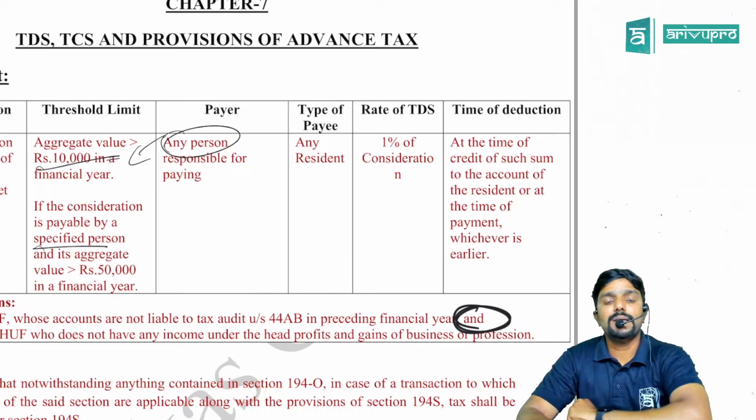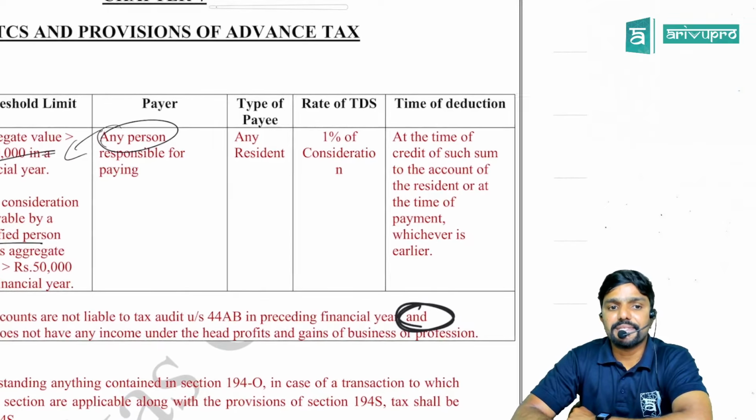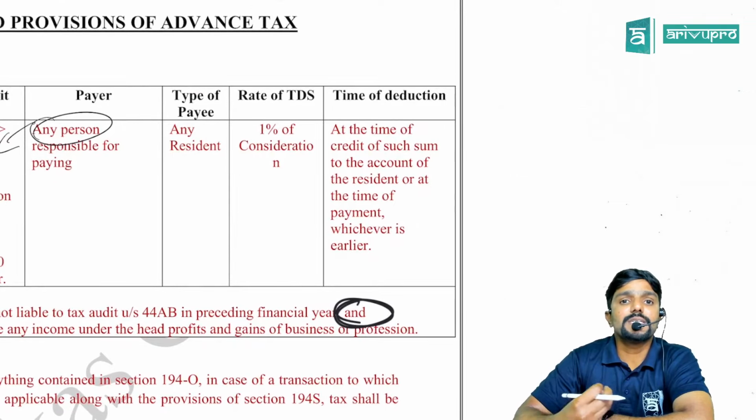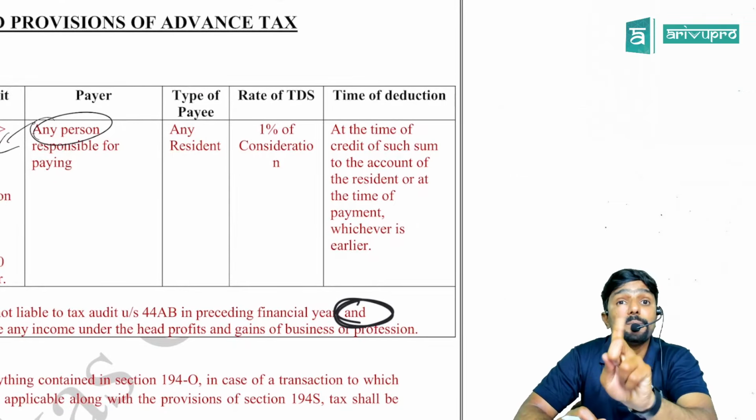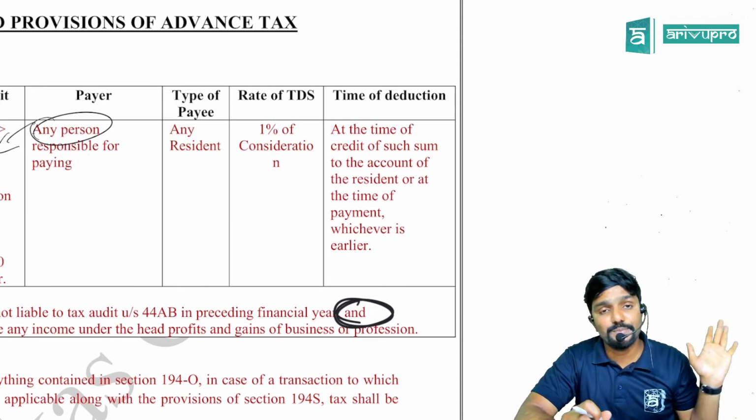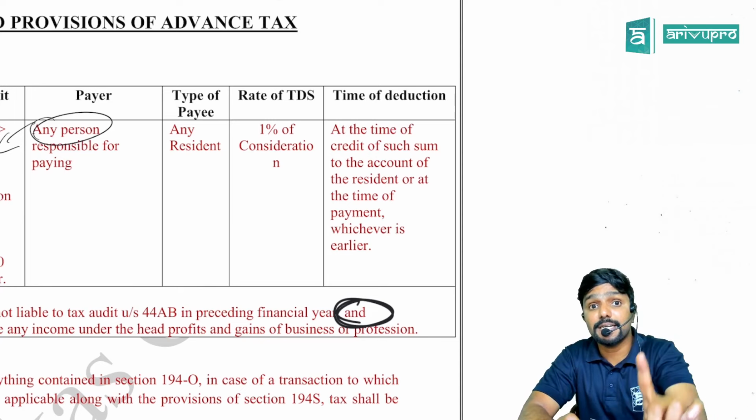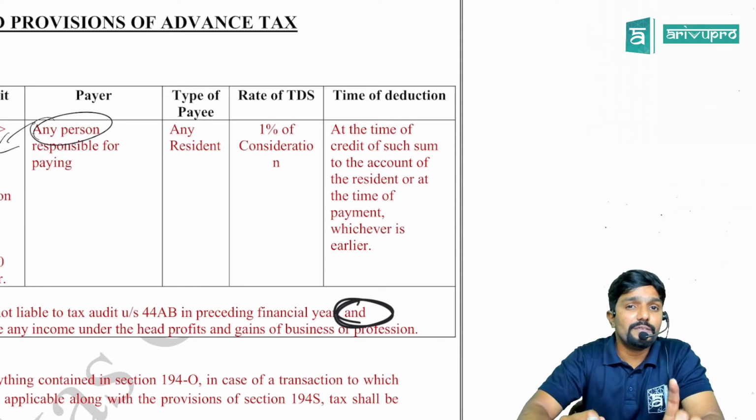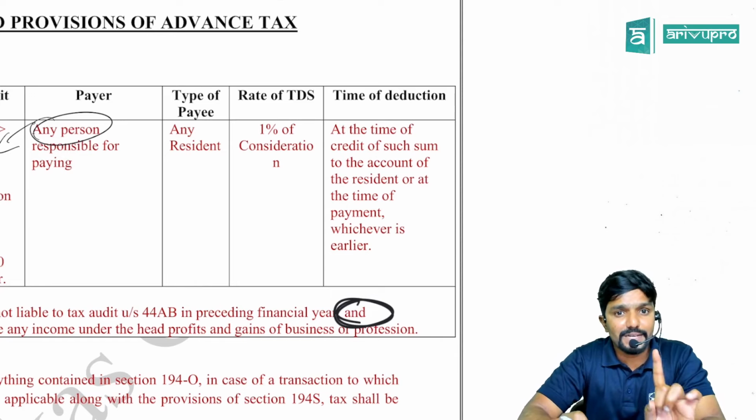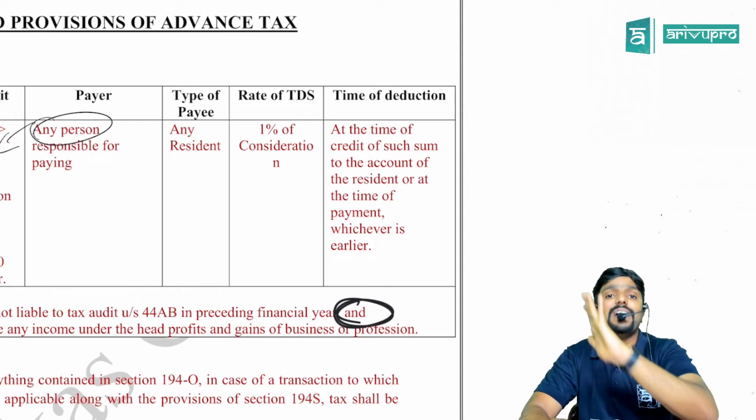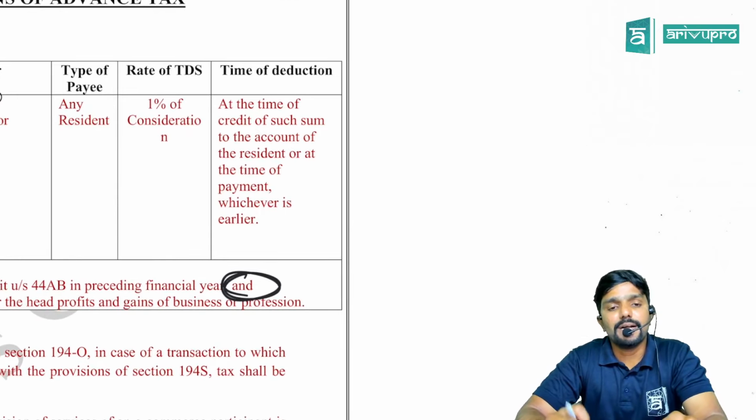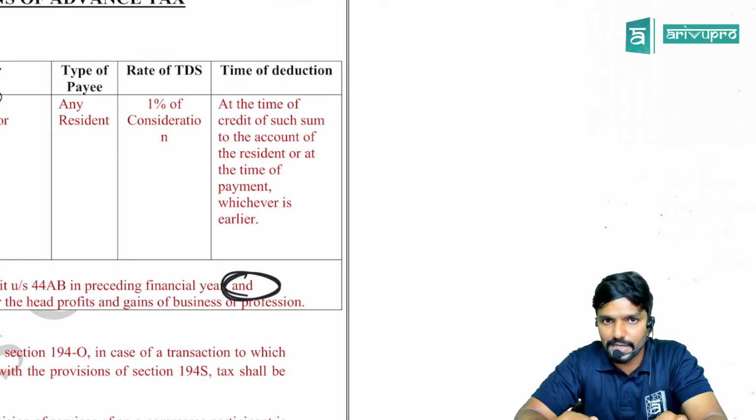Who is the payee? Any resident. Then what is the rate of TDS? 1% of the consideration. That is 1% not of profit, 1% of sale value. Please be careful. Tax rate is 30%. 30% of what? Profit, which we discussed in the tax rate chapter. Whereas here, 1% of what? Sale value, we have to take. When has TDS to be deducted? At the time of credit or at the time of payment, whichever is earlier, guys.